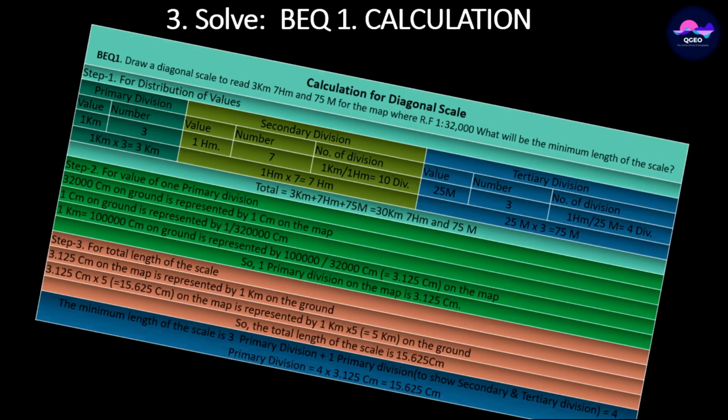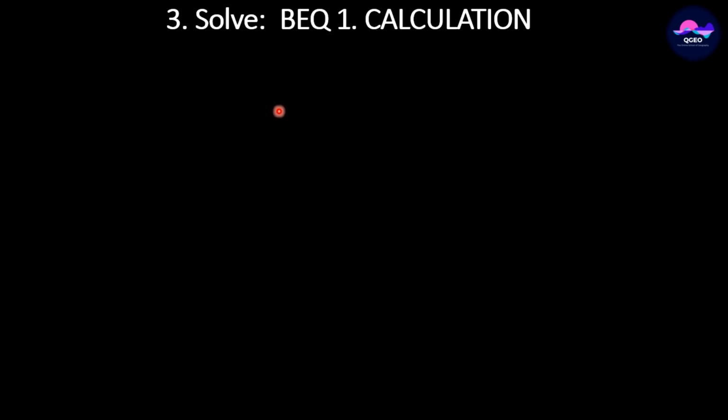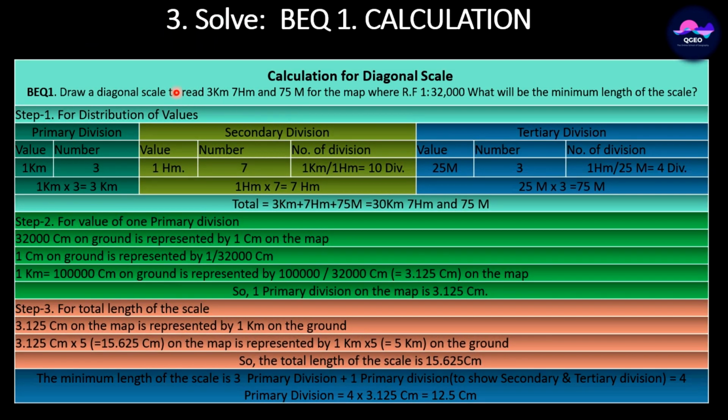BEQ 1 calculation part. Here is the calculation part. Calculation for diagonal scale. Here is basic exercise question 1. The question is, draw a diagonal scale to read 3 km, 7 hectometer and 75 meter for the map where RF is 1 to 32,000. What will be the minimum length of the scale?